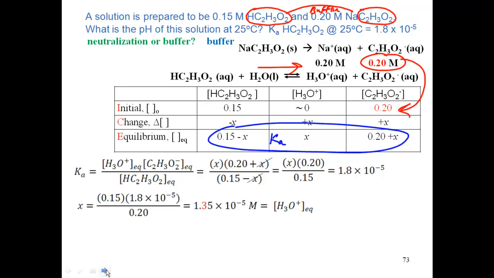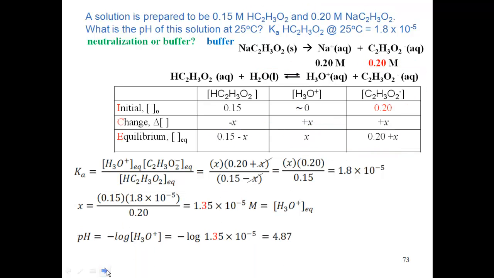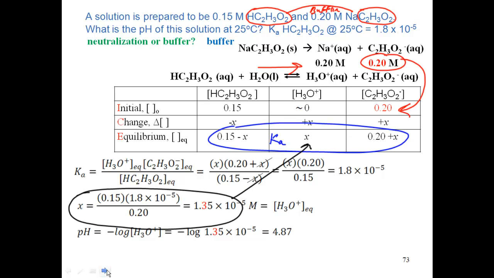Next question. What does X represent in the problem that we've written? That X would be hydronium ion. So then I can calculate pH. It's equal to the negative log of hydronium, which is equal to the negative log of 1.35 times 10 to the negative fifth, which is equal to 4.87.